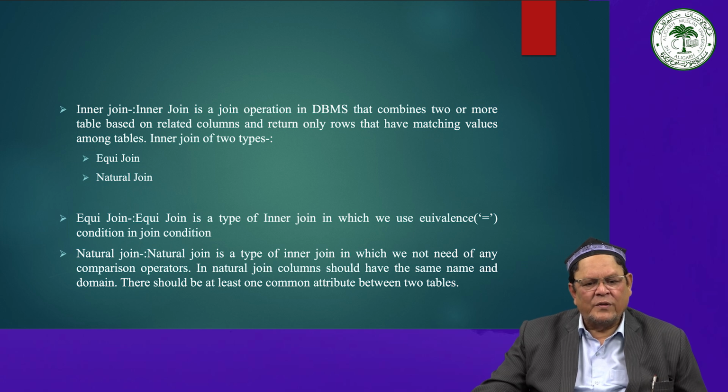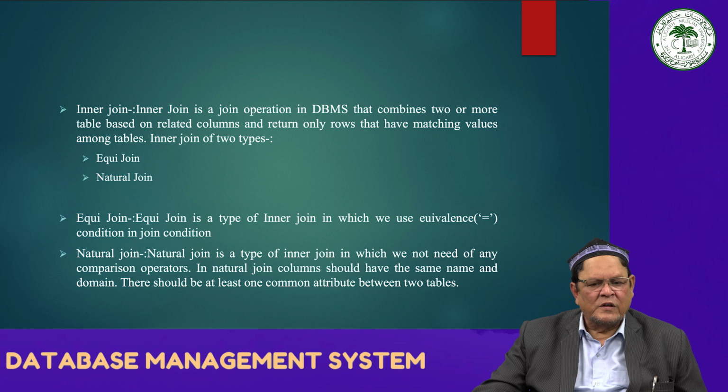In natural join, the join condition is implicit, relying on the columns with identical names and data domains in both tables. The join operation pairs rows where the values in the common columns are equal, without the need for specifying the join predicate or comparison operation.